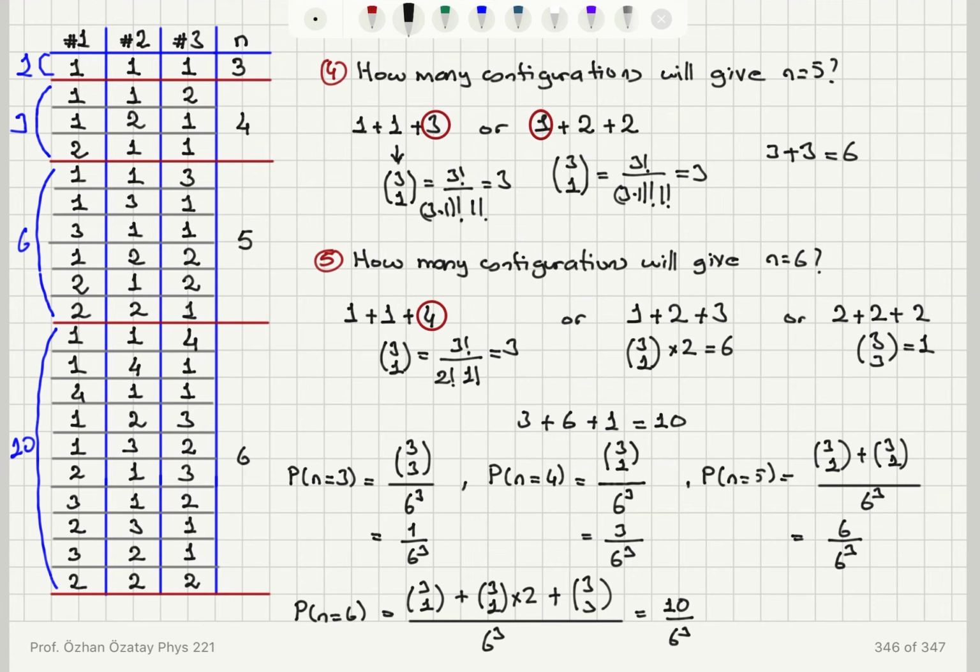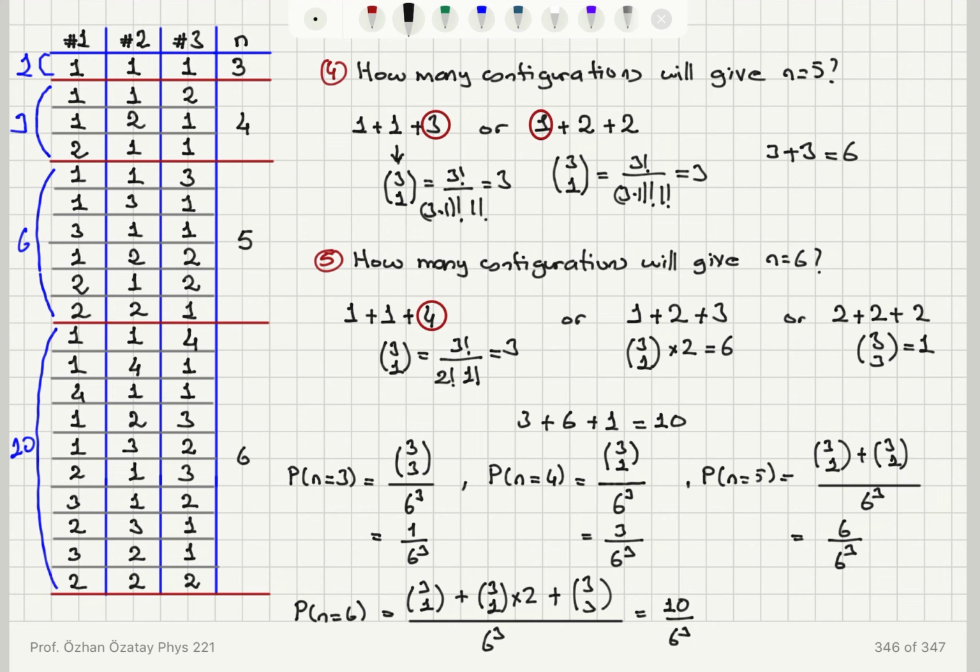And similarly, for n equals 6, we can have 1, 1, 4, which means we have to choose 1 out of 3 dice to assign to it 4. That is 3 configurations: 1, 1, 4, 1, 4, 1, 4, 1, 1. For 1, 2, 3, we have to choose one of them to assign to it 1. So 3 choose 1 combinations. And then the other 2 can be 2, 3, or 3, 2. So we have to multiply it by 2. We get 6. And then we have 2, 2, 2. And that's only one possibility. We have one configuration that gives us 1.